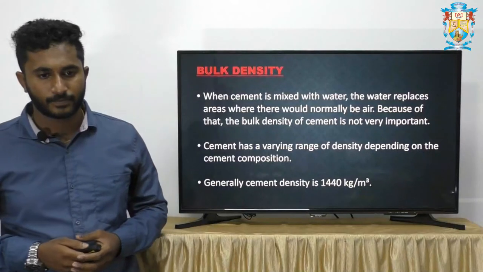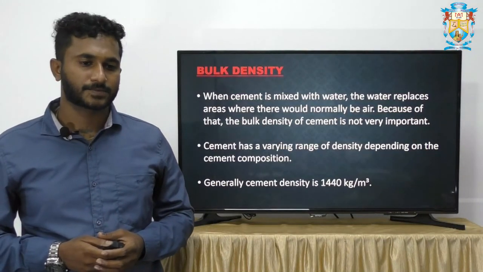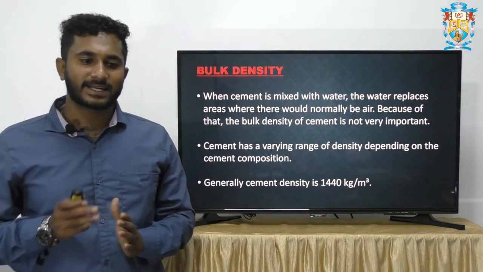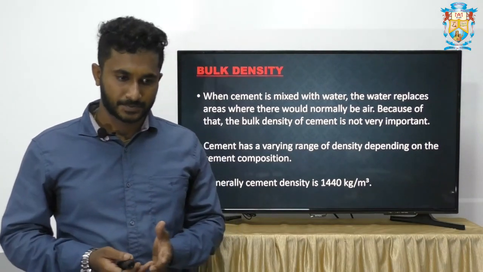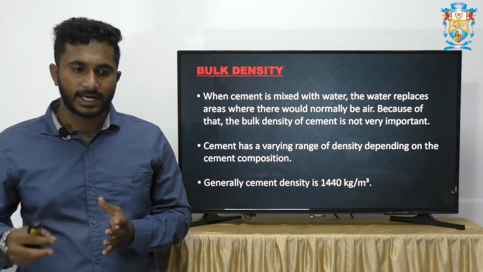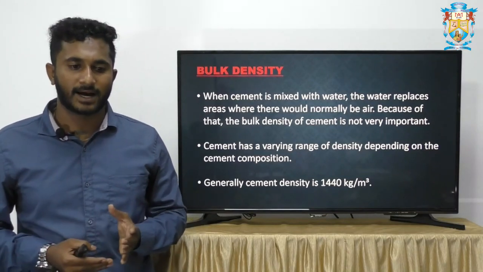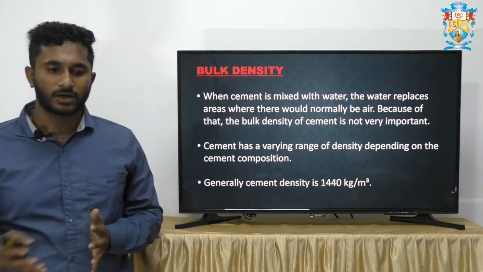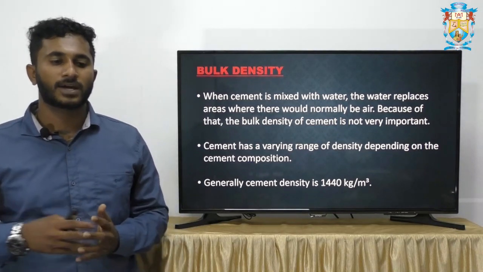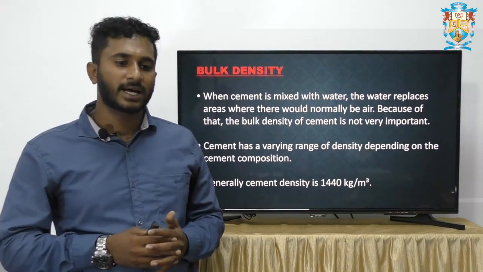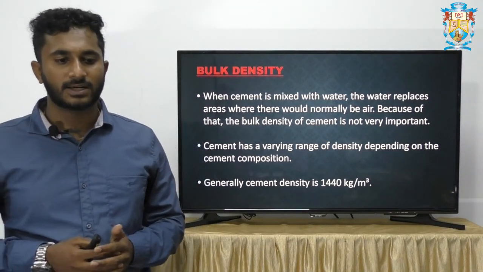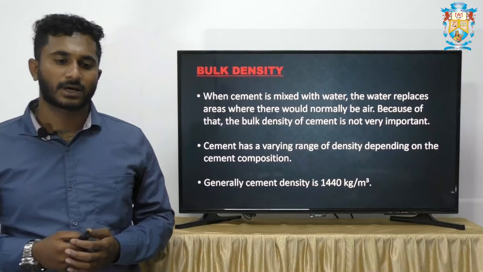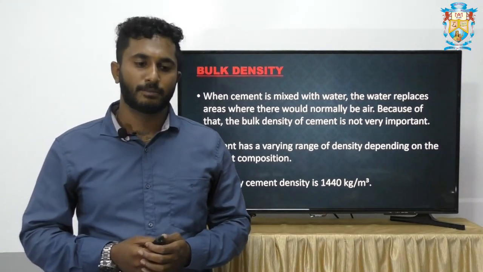The next property, the bulk density. When cement is mixed with water, the water replaces the area where there would normally be air. Because of that, the bulk density of cement is not very important, but it is also calculated. Cement has a varying range of density depending on the cement composition. Generally the density of cement is taken as 1440 kg per meter cube.